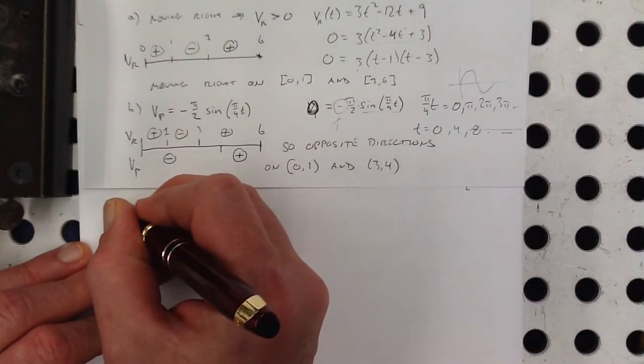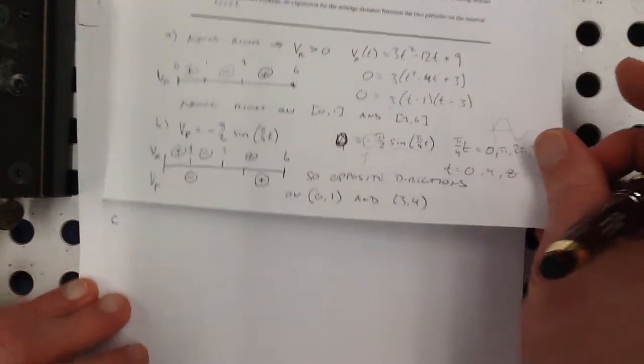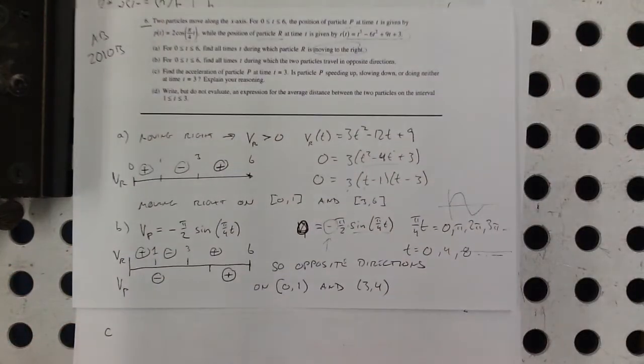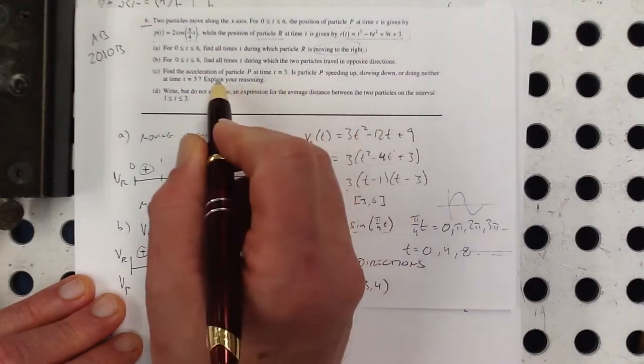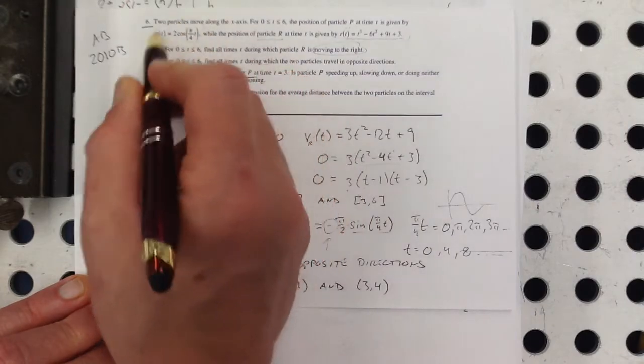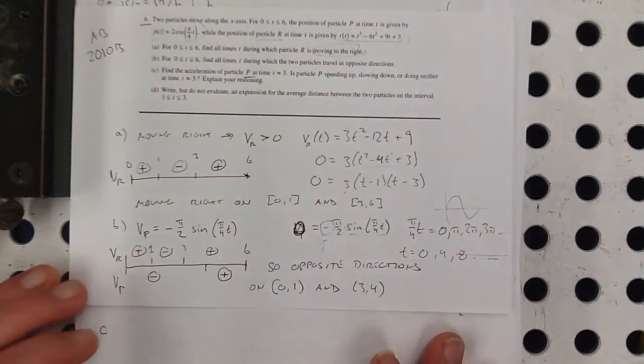Part C. Find the acceleration at time 3 of particle p. That's this one. Is particle p speeding up, slowing down, or doing neither at time 3?